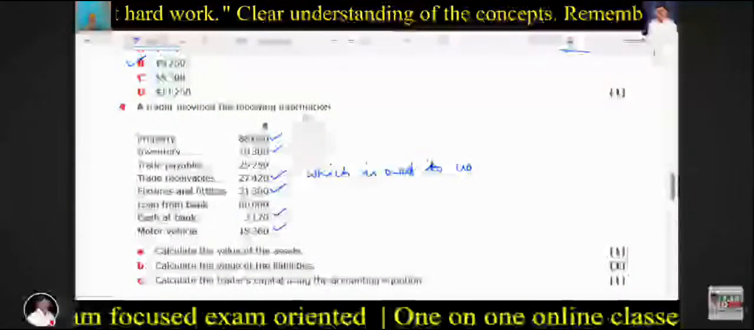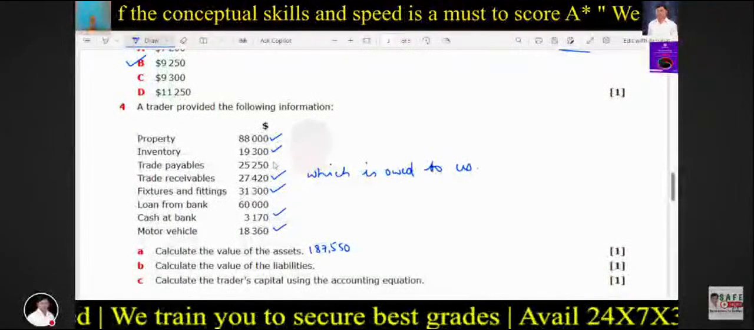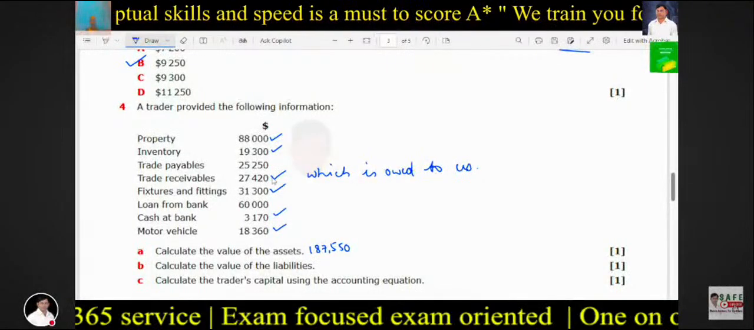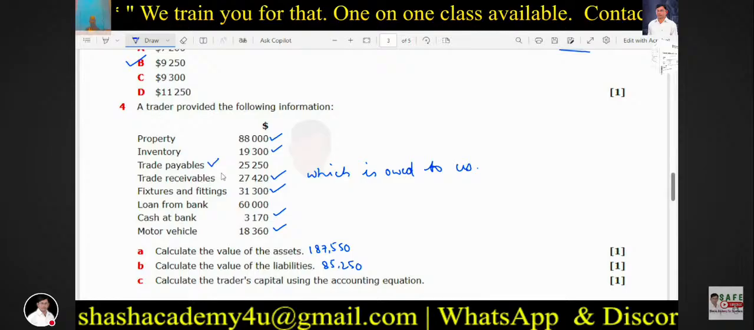Okay, so this is one, this is the other. So only two things are left. So 25,250 plus 60,000. So 85,250. So this is liability. This is something we have to pay back. Loan from bank is something we have to pay back. This is what we are owing to the outsiders. We have to pay back this.